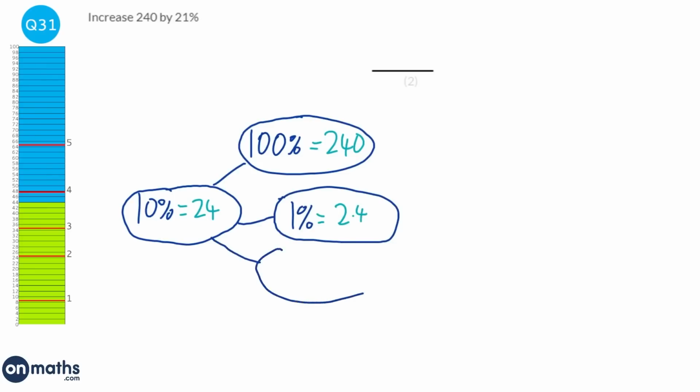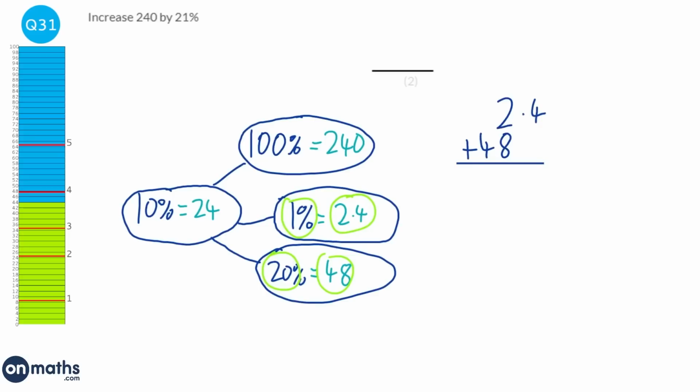And then we need to find out what 20% is. And 20%, we just double the 10%, so it would be 48. And so 21% is this plus this, because 1 plus 20 is 21. So we add these together, so 2.4 plus 48.